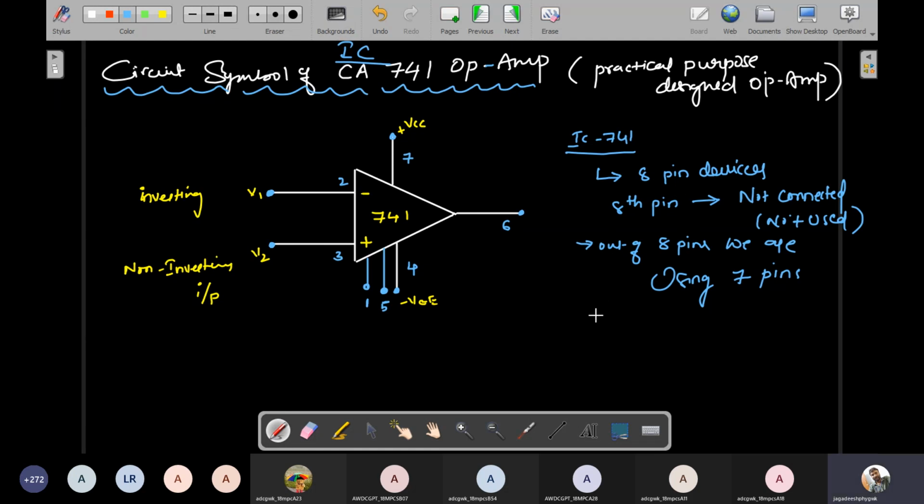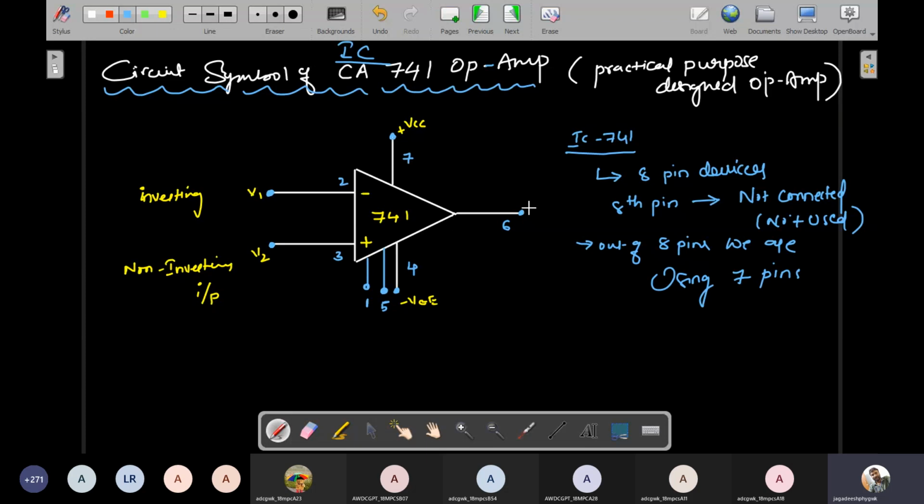Okay, right. So I will draw the next diagram. Using that diagram you can understand very easily what function each pin performs. So IC 741 is an 8 pin device, but the 8th pin is not connected, that is, it is not used in that IC. Out of these 8 pins we are using 7 pins. So this is the block diagram of IC 741, the circuit symbol of the IC 741 operational amplifier.